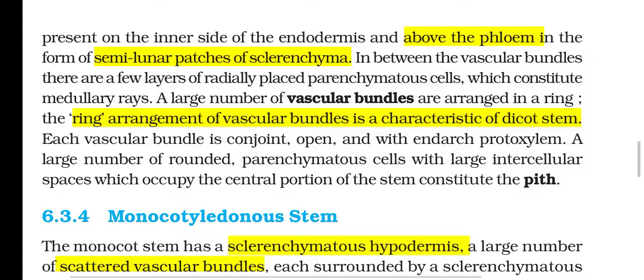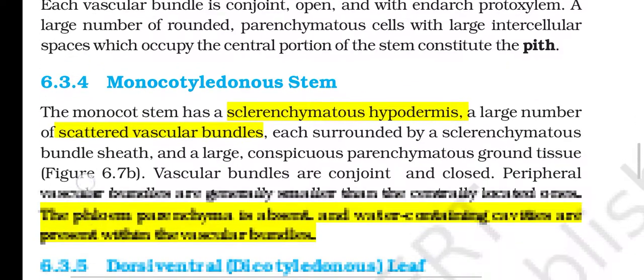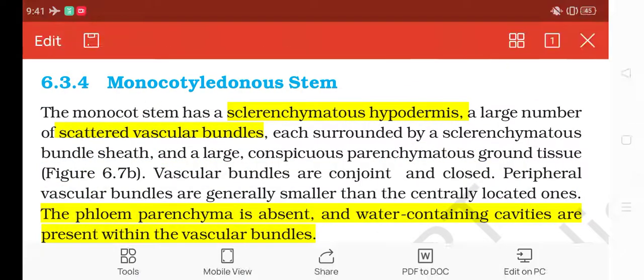A large number of vascular bundles are arranged in a ring. The ring arrangement of vascular bundles is a characteristic of dicot stem. Each vascular bundle is conjoint, open, and with endarch protoxylem. A large number of rounded parenchymatous cells with large intercellular spaces, which occupy the central portion of the stem, constitute the pith.